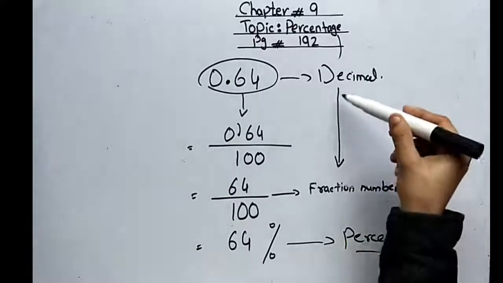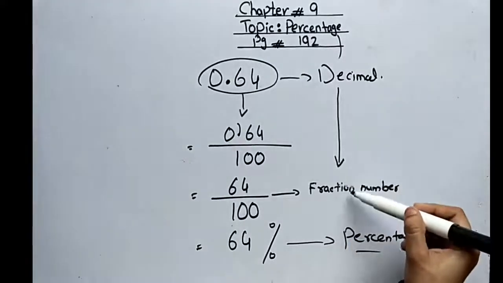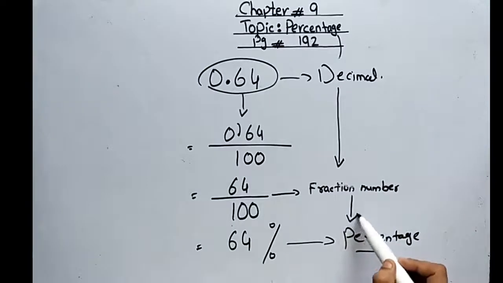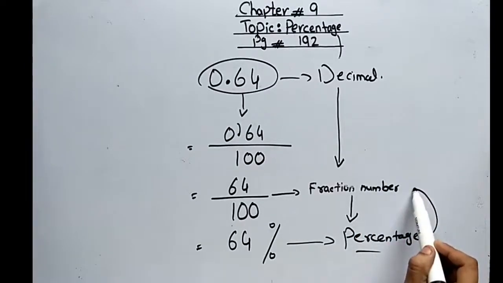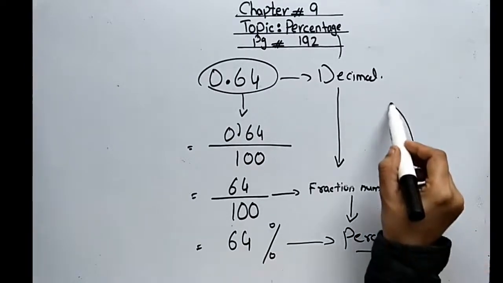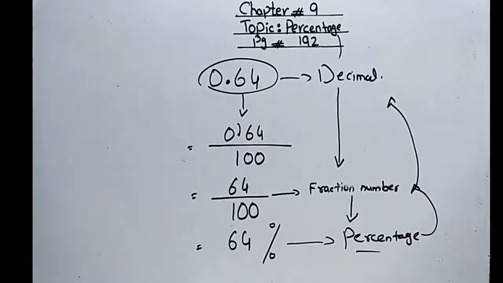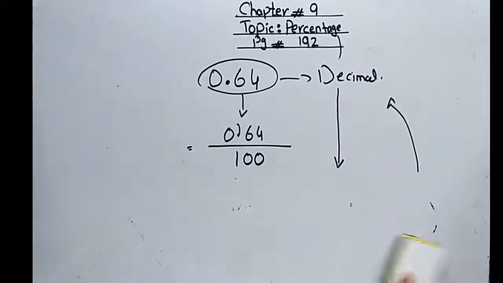So first we will convert a decimal number into the fraction form, then the fraction form can be converted into the percentage. There is a reverse procedure: percentage can be converted into the fraction, and the fraction will then be converted into the decimal form. Got it, beta? Okay.